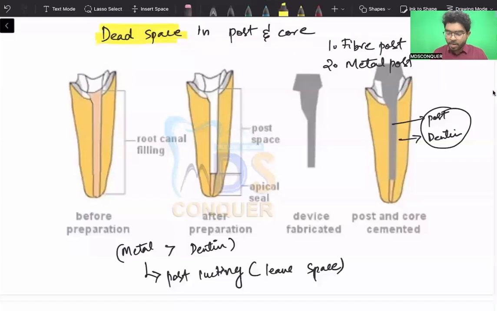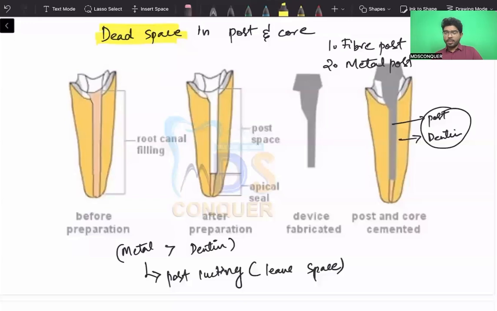What is dead space in the post and core? You are going to allow some space for the metal to expand in the post and core system. That space, that extra space, whatever you're leaving is called as dead space. Clear, right? Clear, guys? Okay, now tell me, the concept of dead space in post and core is for option A, metal post, option B, fiber post, option C, both. What is your answer?